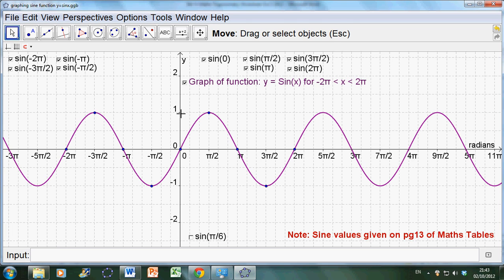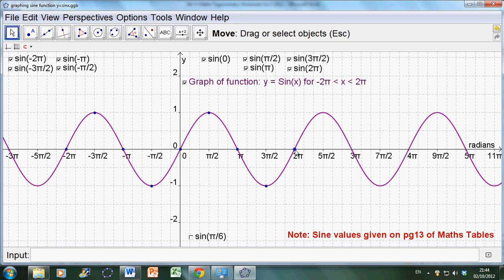Now the range is basically how low and how high on the y-axis it goes. So the range of sine is minus 1 to 1. And the period is basically when it starts repeating itself. If I cut it here at 0, when does this go back to 0 and start following the same path again?